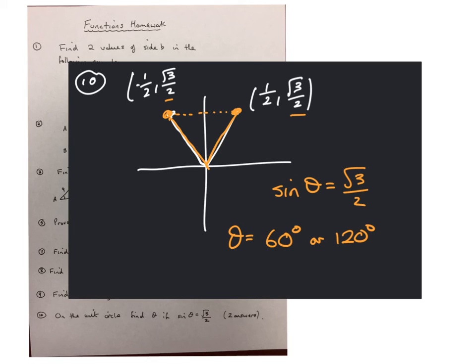Just a little recap here of question 10. I've already done it for you, so I didn't put the record button on. But of course, you've got two values that have sine, the y value, equal to √3/2, one there and one there on the unit circle. And this one here is 60 degrees, that answer, and this one here is 120 degrees.